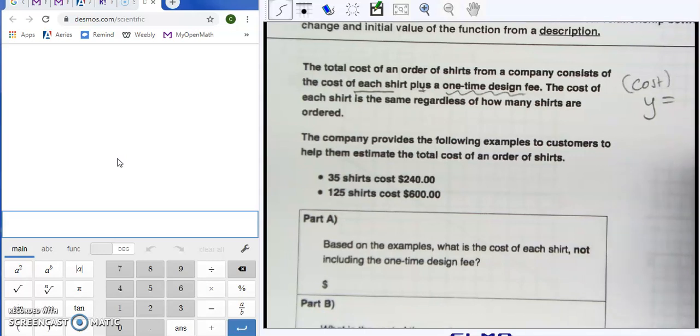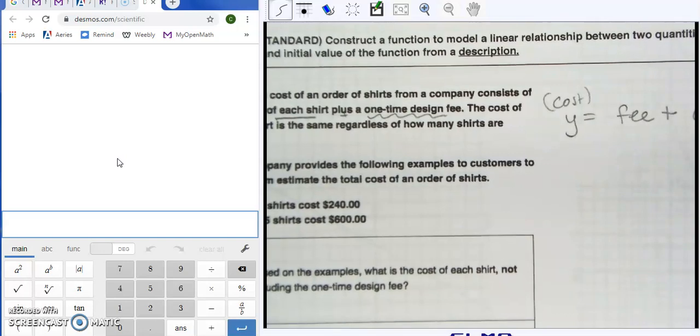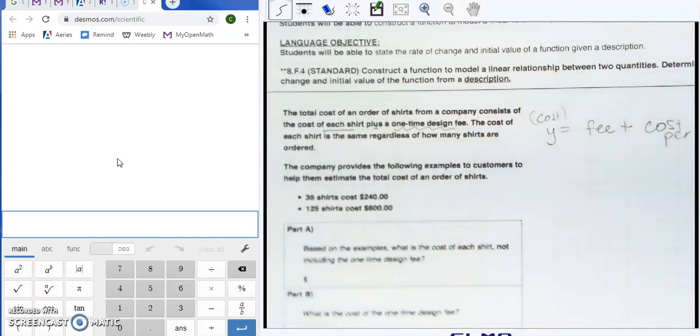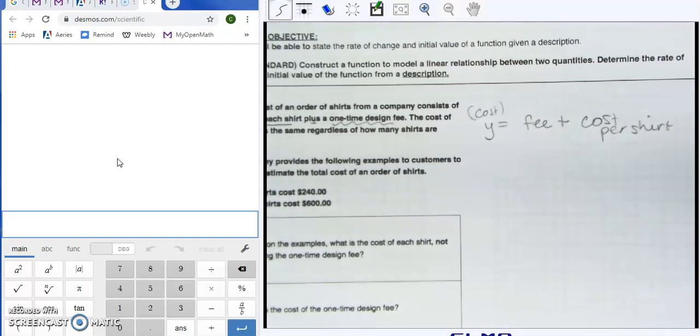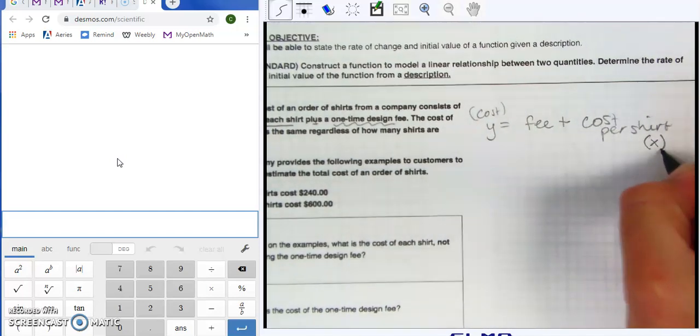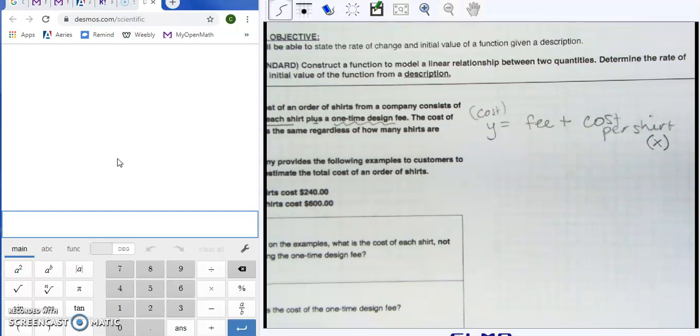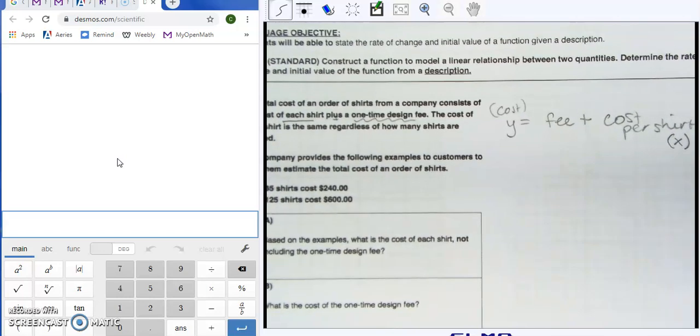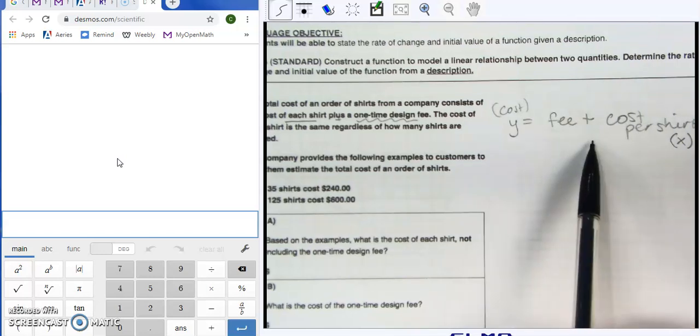And because it's the cost per shirt, it depends on how many shirts we buy that will tell us our total cost. So we're going to write that over here, the cost per shirt, and we know the amount of shirts can change, so let's call that X. So the total cost is going to be Y, the cost per shirt will be multiplied by X. And so that should look a little bit familiar. It's kind of like our Y equals MX plus B, because it's a starting amount plus a change.